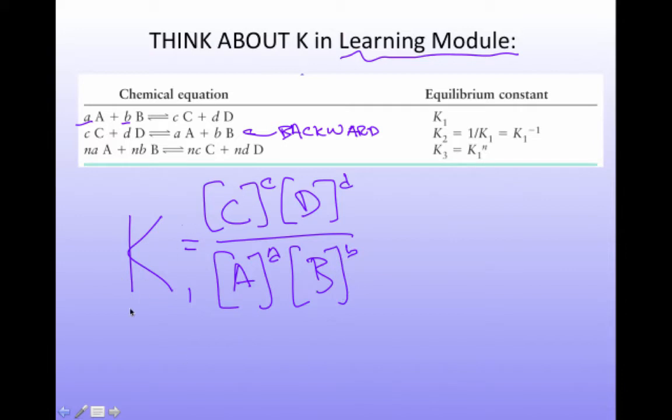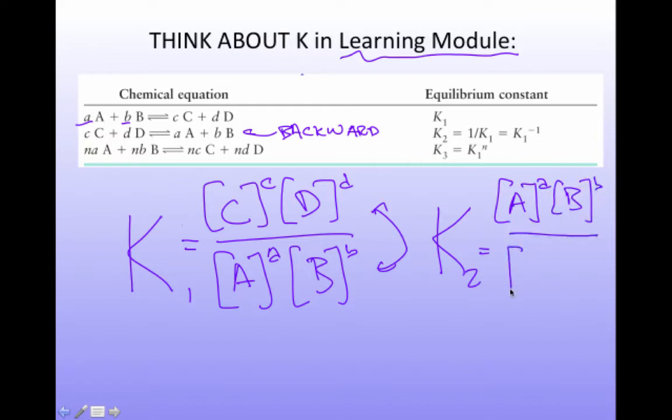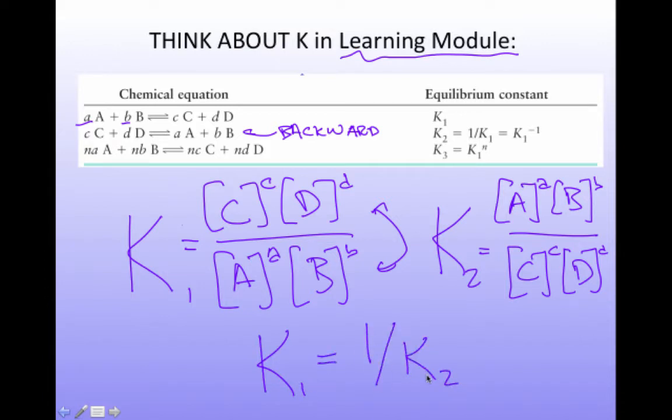Now what happens if I switch products and reactants? I'm going to flip these around. And so if I write the reaction backwards, now K2 for my reaction backwards, A is on top and B is on top, and C is on the bottom and D is on the bottom because I've switched my definition of products and reactants. And so that means K1 is equal to 1 over K2, or K2 is equal to 1 over K1. The same is true if you take the whole thing and you multiply it by 2. Then you're going to have to square everything. And so there's a relationship between what happens if you multiply the whole reaction by a stoichiometric coefficient.